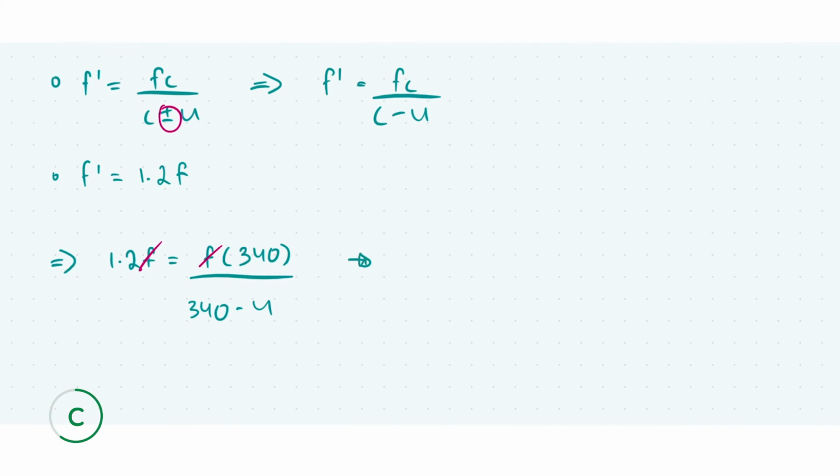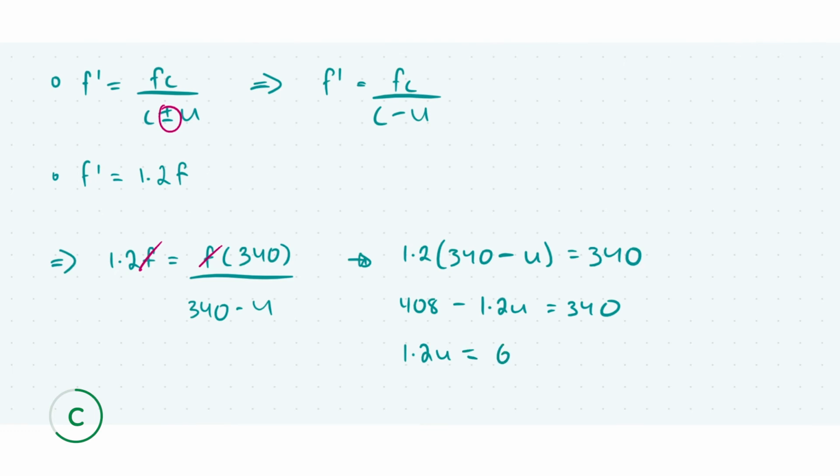Rearranging, we're going to have 1.2 times (340 minus u) equal to 340 itself. 1.2 times 340 is 408, minus 1.2u is going to equal 340. Rearranging this, we get 1.2u equals 68. Now, if we divide both sides by 1.2, we should be able to find what u is.